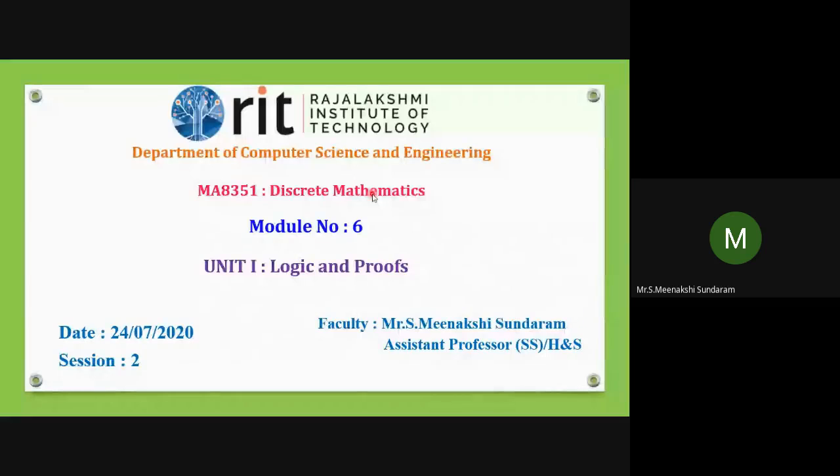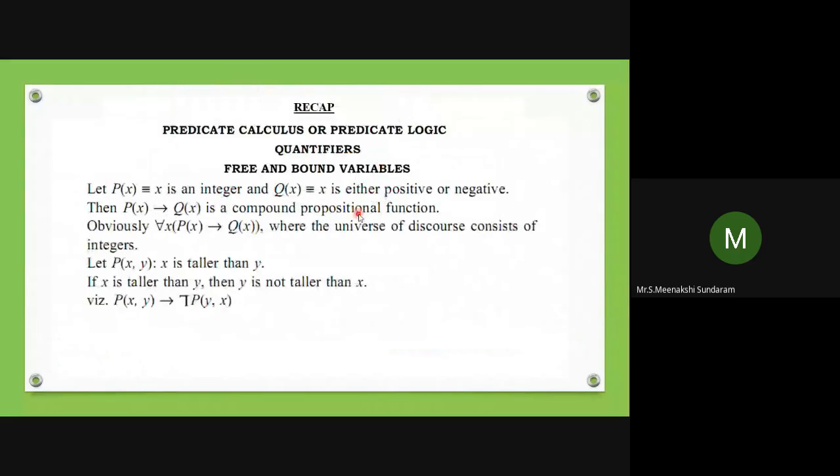Okay, so next, what is the recap? Last class, what did we do? We covered predicate calculus or predicate logic, quantifiers, free and bound variables. These are the things we did in the last class.